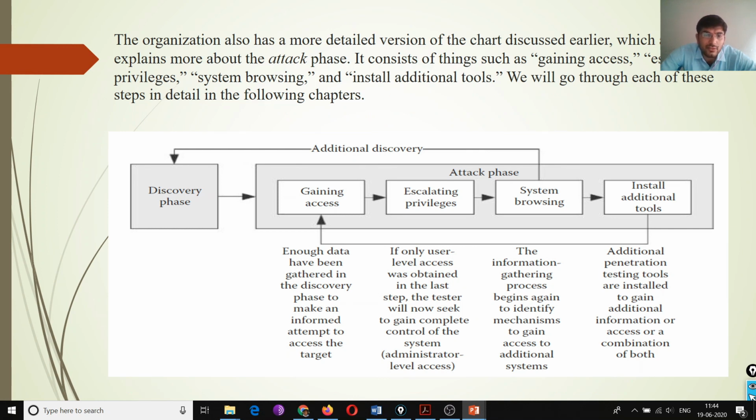So this is the more advanced version of NIST. You can see additional discoveries. The organization also has a more detailed version, you can see, which actually exploits more than the attack phase. It consists of gaining access and escalating privileges. Escalating privileges is like we have guest account privileges, but different applications are not running with that guest account. So what we need to do is escalate the privileges, because we should have administrative privileges so that most of the applications can run.